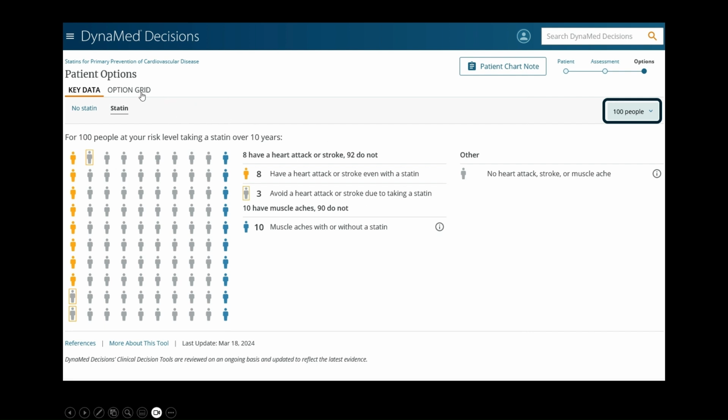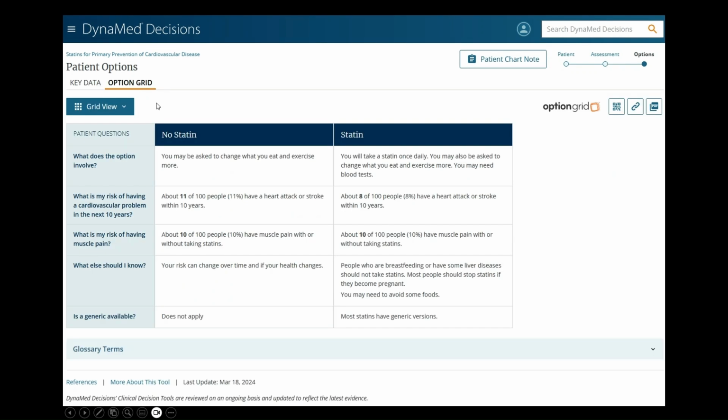Moving on now to the option grid content of the tool, we see here tabularized information that is essentially the same as what we saw on the key data section of the tool, but there is often additional information that is forwarded within the option grid that constitutes a frequently asked patient question. So for example, what does the option involve? In this case, it's fairly straightforward about the difference between statin and no statin. But in other cases, you can imagine why having an FAQ about what does the option involve being very helpful for conversations between the clinician and the patient.